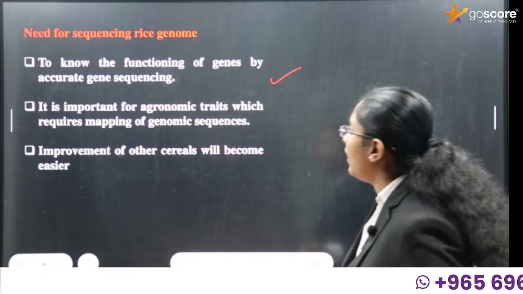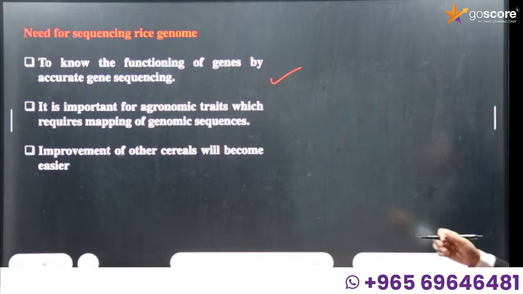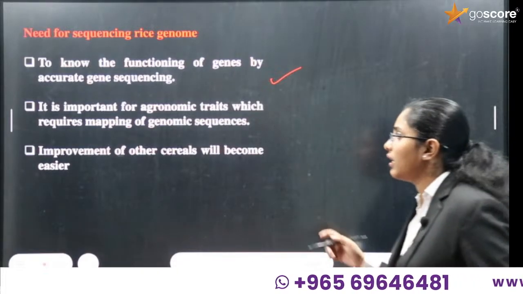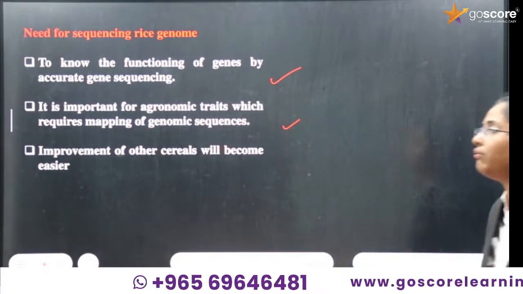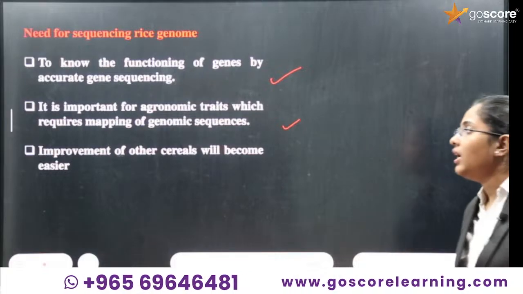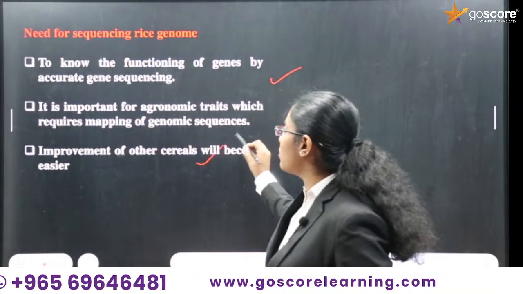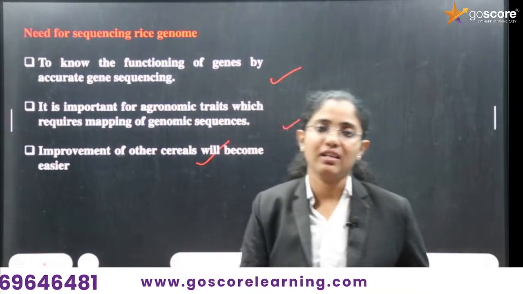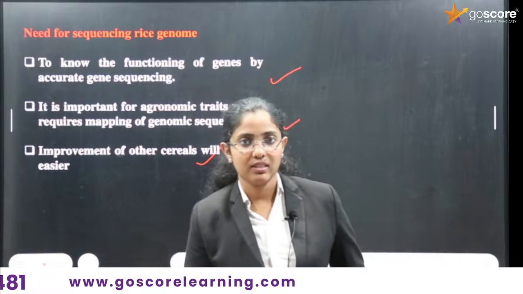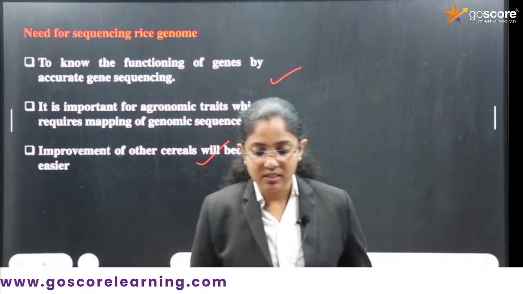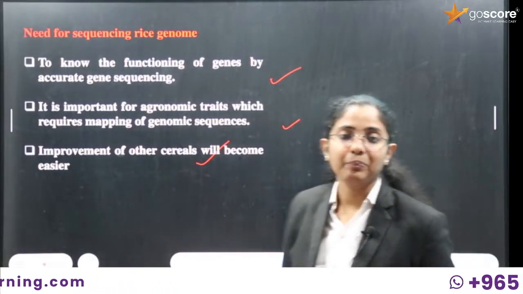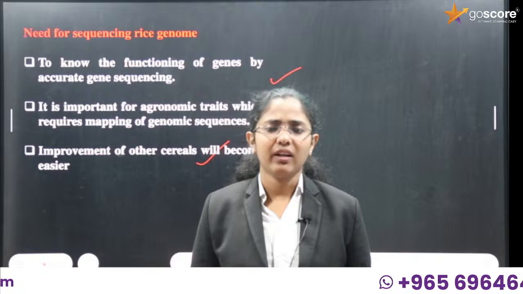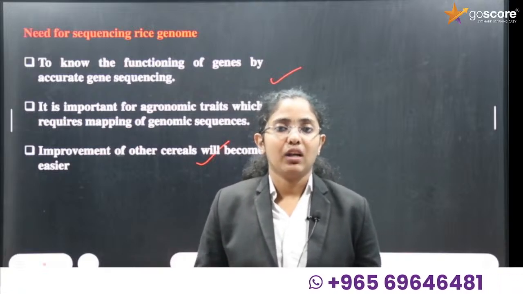So we can say it is to know the functioning of genes by accurate gene sequencing. It is important for agronomic traits, which requires mapping of genomic sequences. Then improvement of other cereals also will become easier if the genomic sequence is done. So that's all about the rice genome project and human genome project. Clear? Understood, right? So this is the end of the chapter.